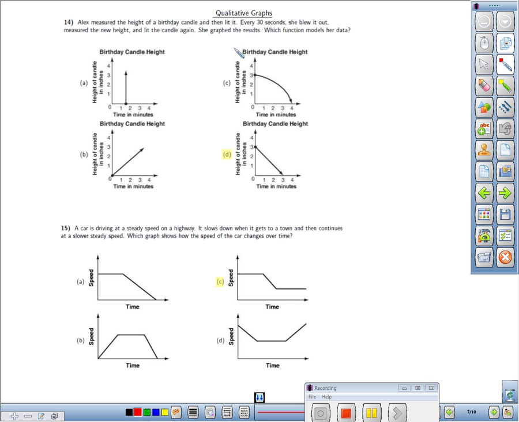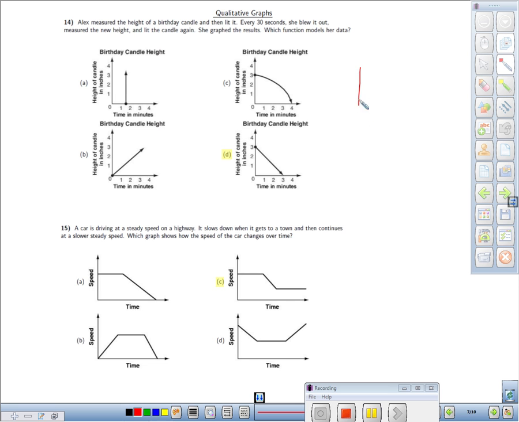Qualitative graphs. These are the ones that I'm hoping you guys feel pretty strong about. So let's take a look at a few. Number 14, Alex measured the height of the birthday candle and then lit it. Every 30 seconds, she blew it out. She measured the new height, then lit the candle again. She graphed the results. Which function models her data?